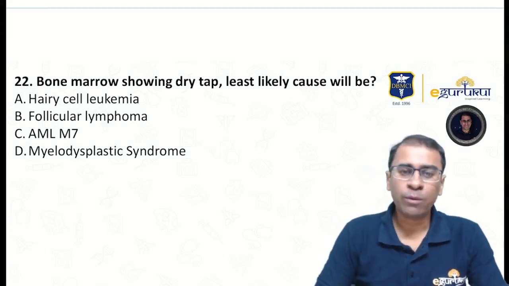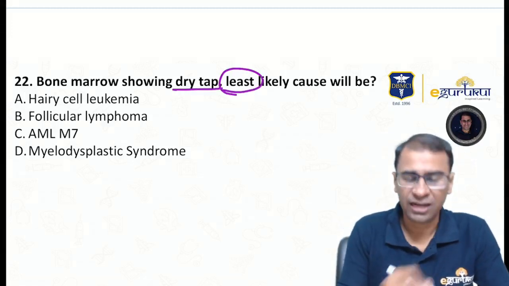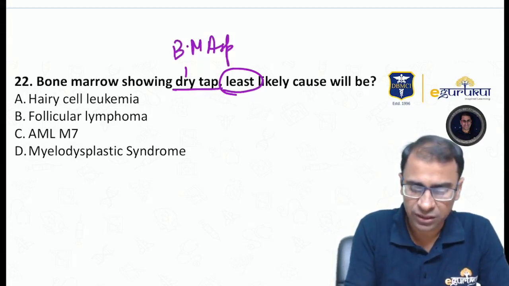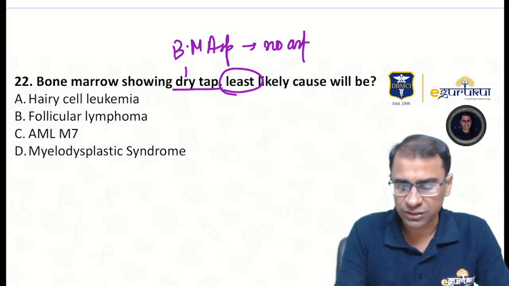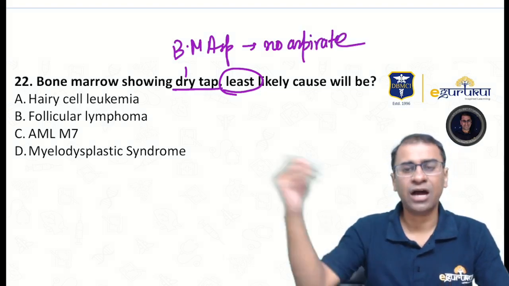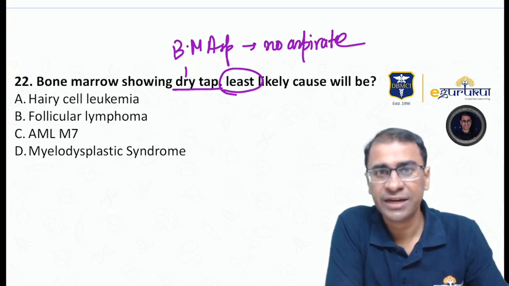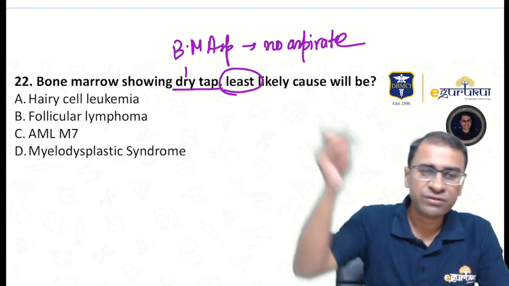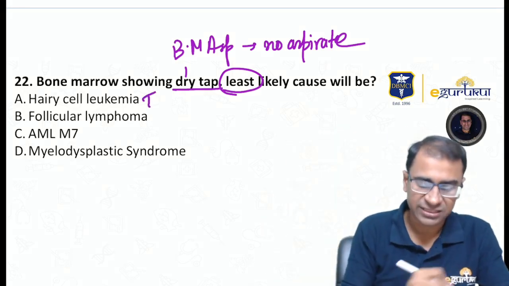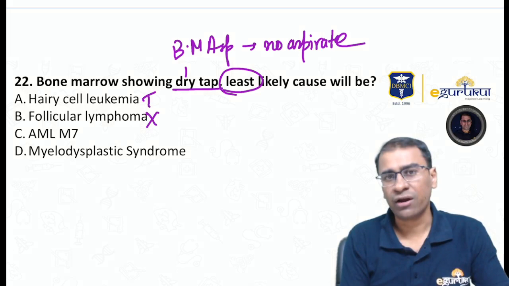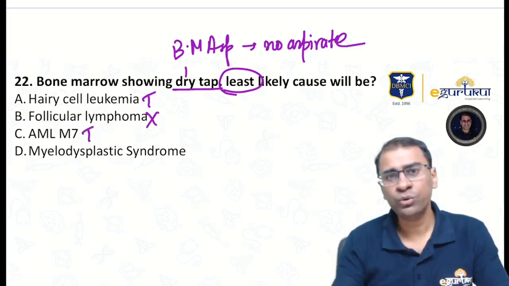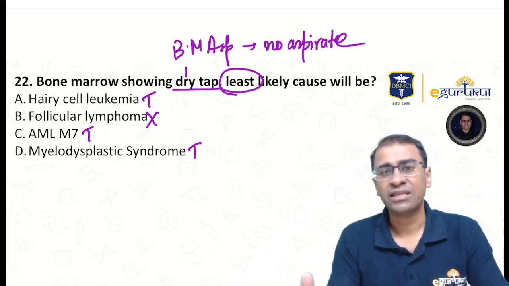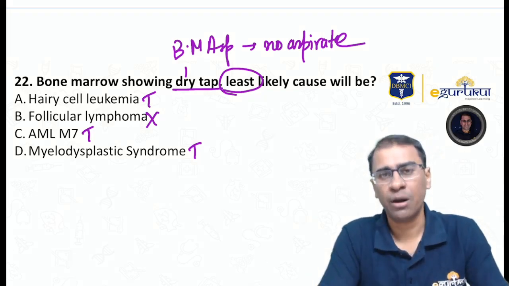22. The bone marrow is showing you a dry tap, least likely cause. What is a dry tap? A dry tap is a condition where the bone marrow aspiration yields nothing. You can't aspirate anything out when you do a bone marrow aspiration. It is seen often when the bone marrow is getting fibrotic. So which of them will show you fibrotic bone marrow? Definitely hairy cell leukemia. Definitely not follicular lymphoma. AML M7 will definitely show you bone marrow fibrosis, and MDS can always show you a dry tap because the cells are quite adhered and may not come out easily.